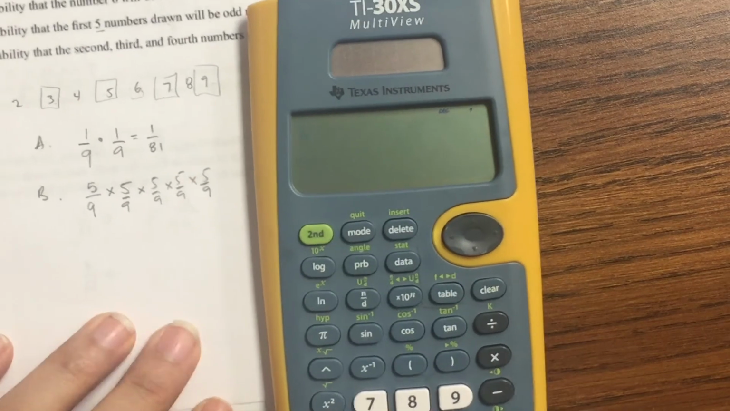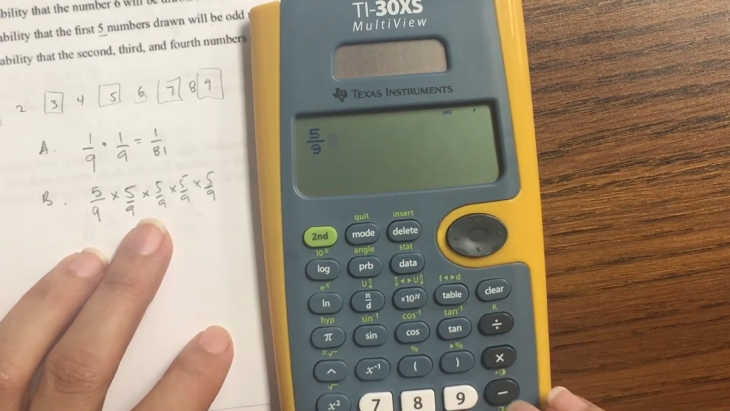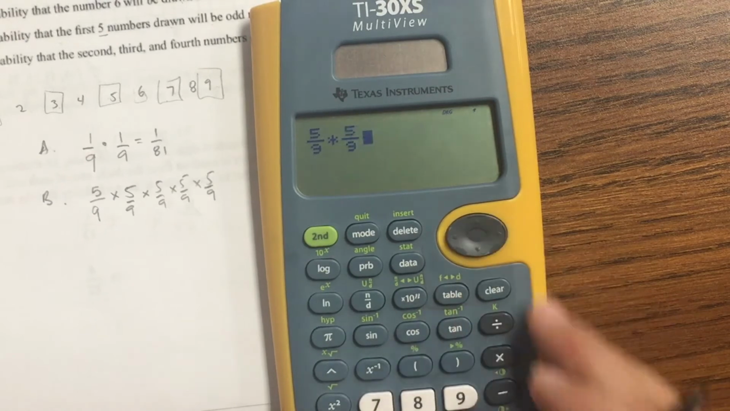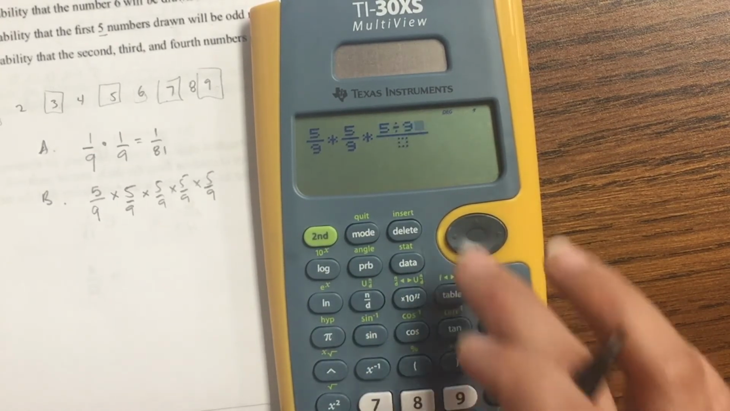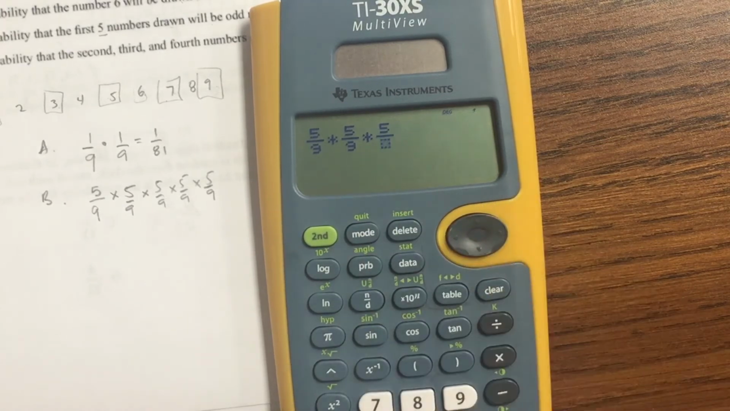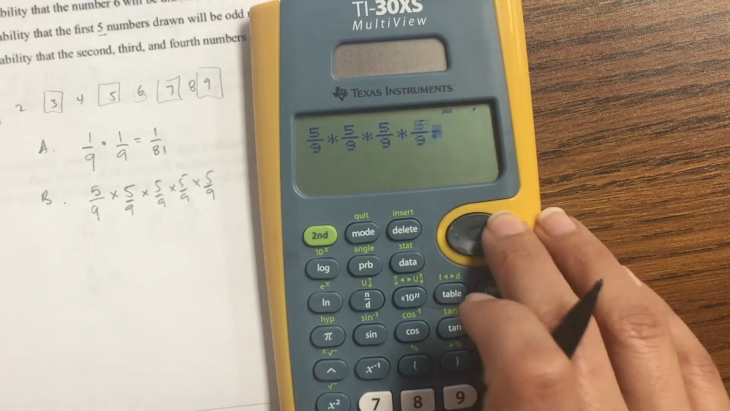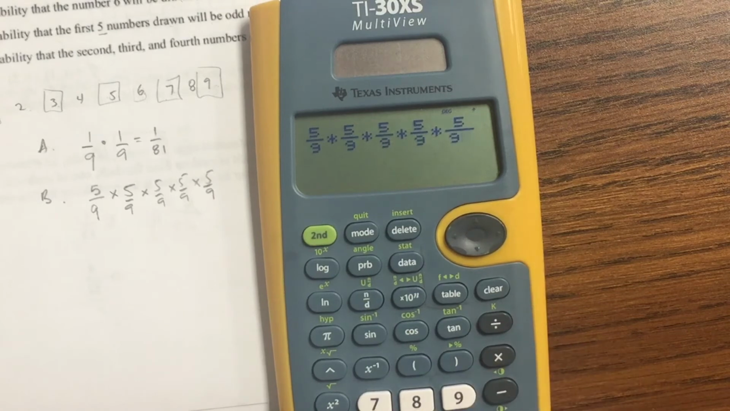So 5 divided by 9 times 5 divided by 9 times 5 divided by 9 times 5 divided by 9 times 5 divided by 9. That's 5 times.